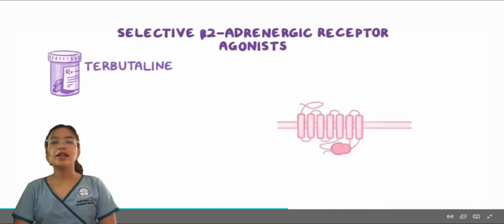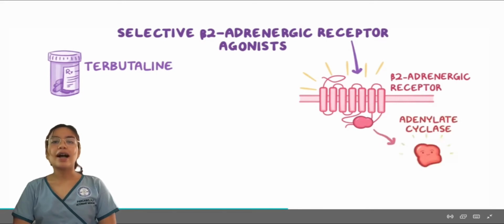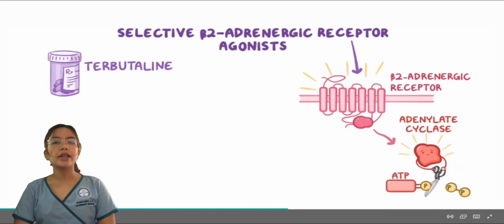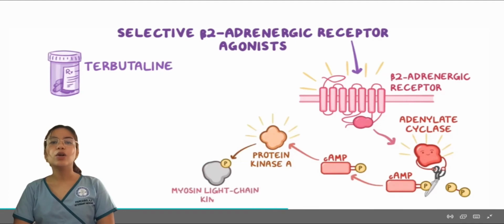As the name suggests, they stimulate beta-2 adrenergic receptor, which is a Gs protein-coupled receptor. Protein Gs stimulates the enzyme adenylate cyclase. Activated adenylate cyclase takes adenosine triphosphate or ATP and removes 2 phosphate molecules, transforming it into cyclic adenosine monophosphate or cAMP. cAMP moves throughout the cytoplasm and activates protein kinase A or PKA for short. PKA then phosphorylates and inactivates myosin light chain kinase, which inhibits uterine contraction.